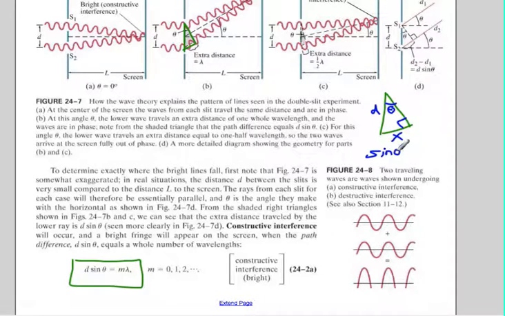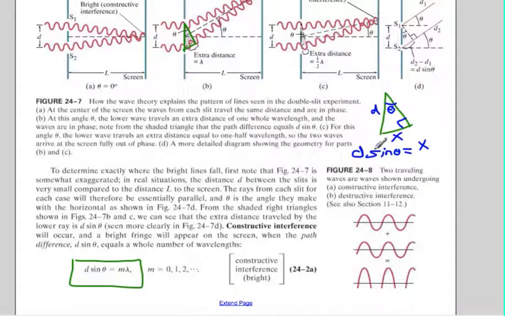Sine is opposite over hypotenuse, right? So opposite theta is x, hypotenuse is d, so doesn't that mean that if we multiply the d up here and get rid of it over here, x is d sine theta? So I think we can see that that little extra distance on that triangle is d sine theta.